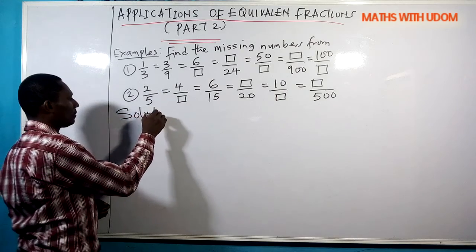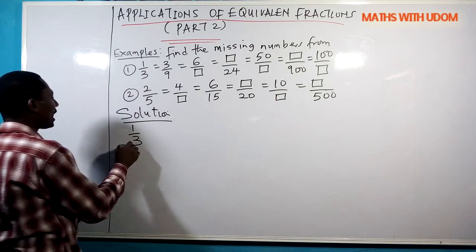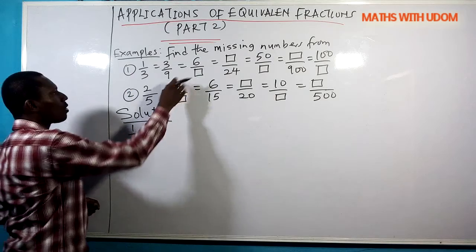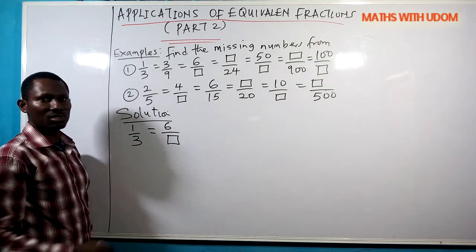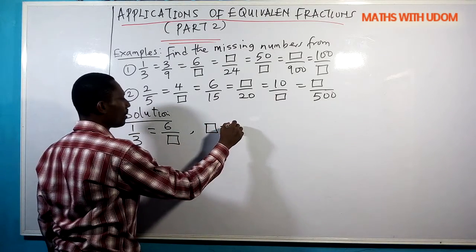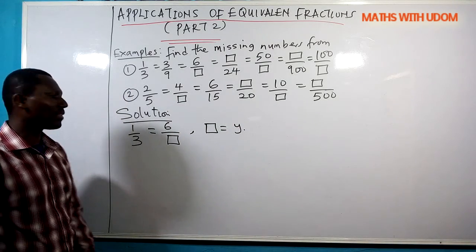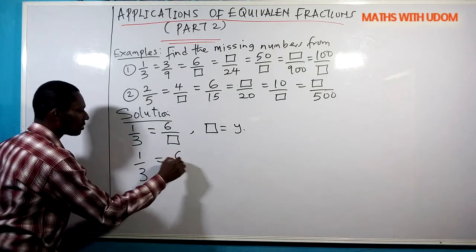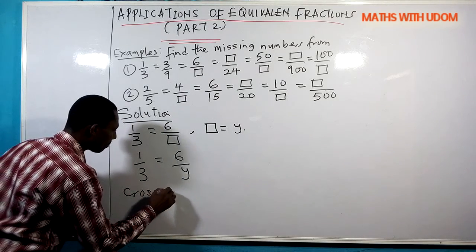So we have 1 over 3. I'm using this complete fraction 1 over 3 is equal to the one with the incomplete fraction, 6 over box. So let the value of my box be y. Anywhere I see my box, I put y right there. So what do I have? I will have 1 over 3 equals 6 over y. Then I will cross multiply.